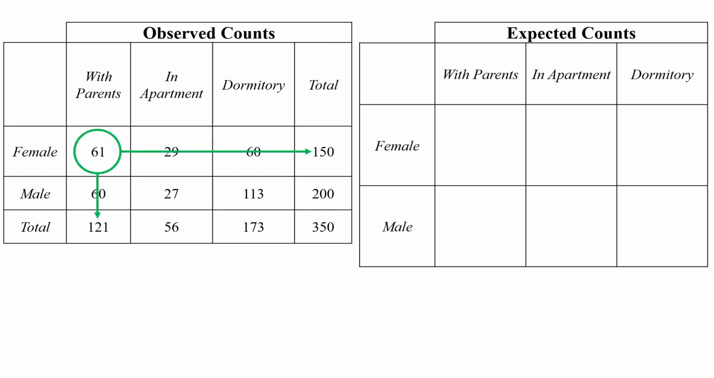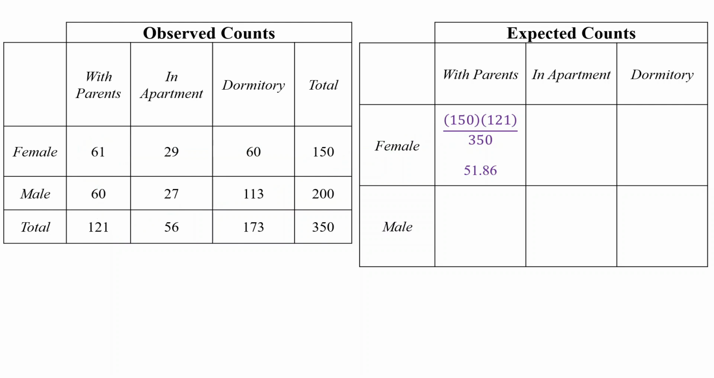If I want to find the expected count for females who live with their parents, I observed 61 of them. I'm going to look at the row total and the column total. So the row total for female is 150, and the column total for living with parents is 121. So I'm going to take those two values and multiply them together, and then divide by my table total of 350. And that's how I find the expected count in that single cell. So when I do that, I'm going to get the value of 51.86.